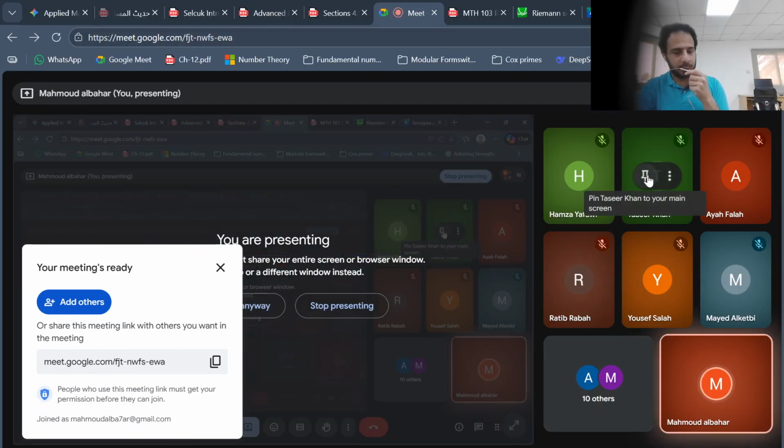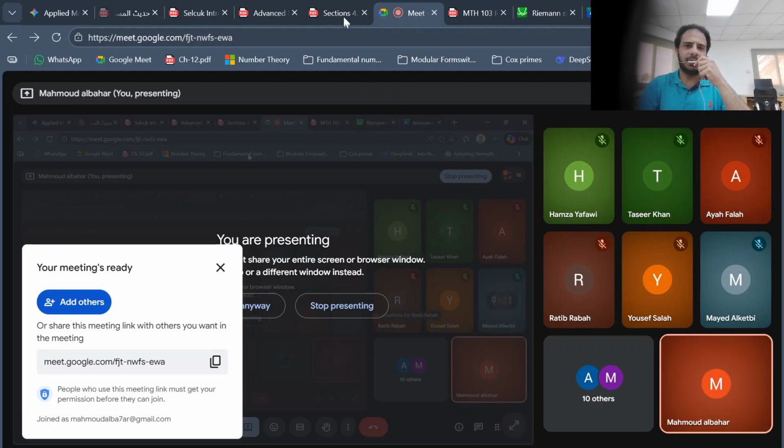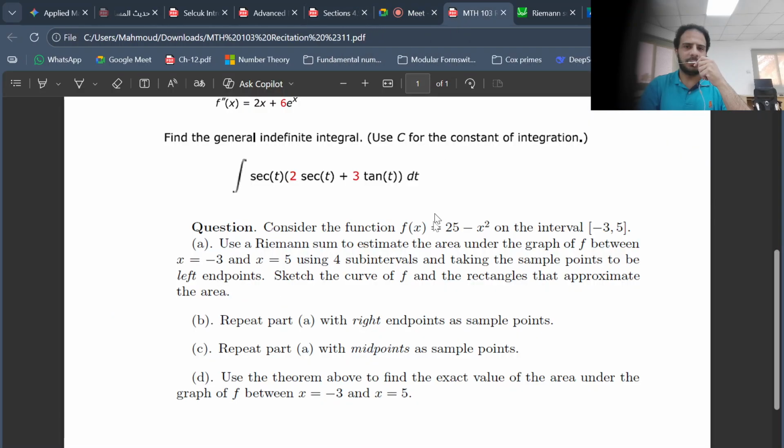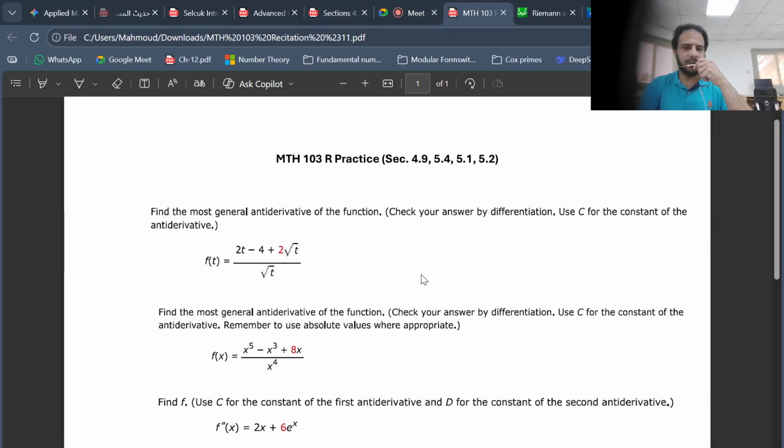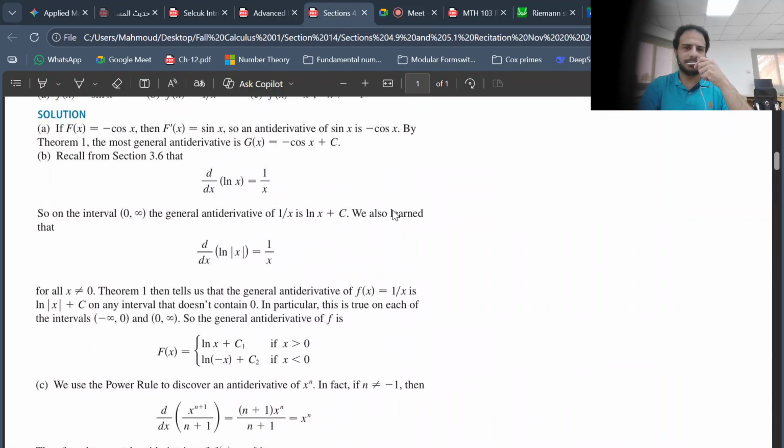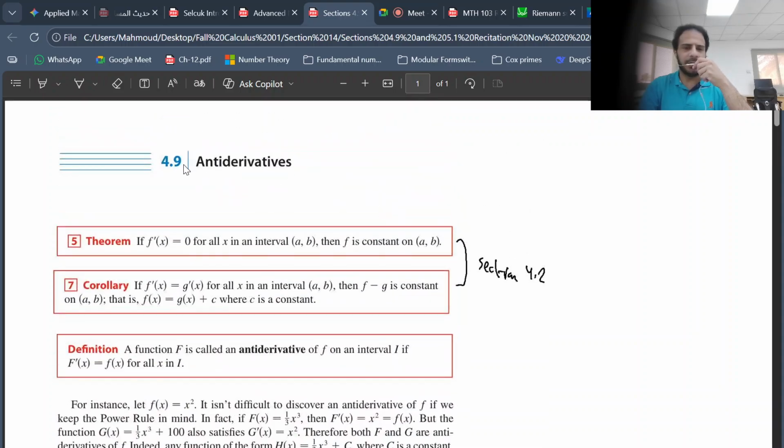Good afternoon, everyone. Today we will start the antiderivative, section 4.9 and chapter 5. We will solve these problems, but before that, let's explain the antiderivatives and Riemann sum.